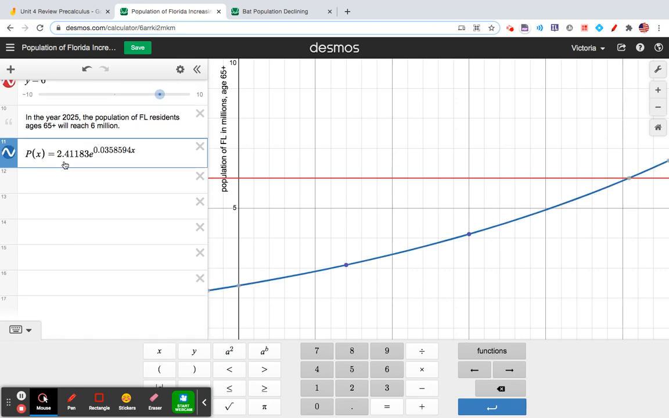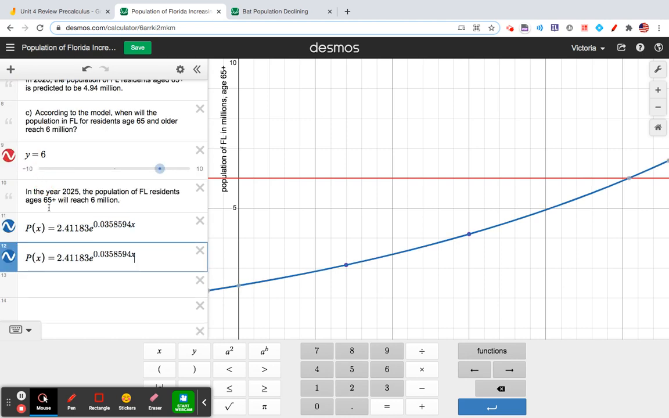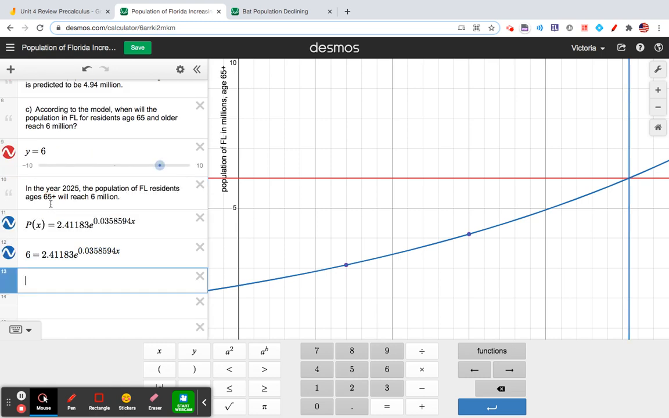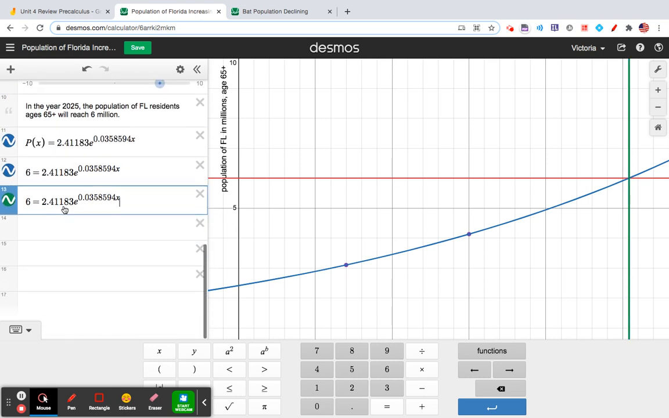It's really wonderful. So I am looking for 6 million. So what I want is the number 6 here instead of P of X. So I copy this, I paste it, and I change whatever needs to be changed. So that's the first thing that needs to be changed. Now, my next thing is I want to get x by itself because I'm solving for x, right? So to get x by itself, I want to take this coefficient of the e expression and divide both sides by it.